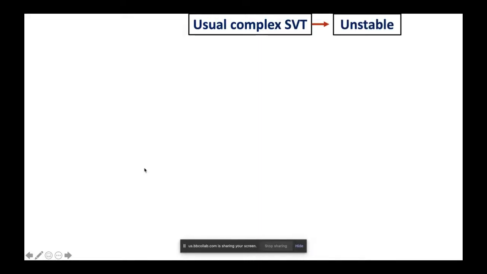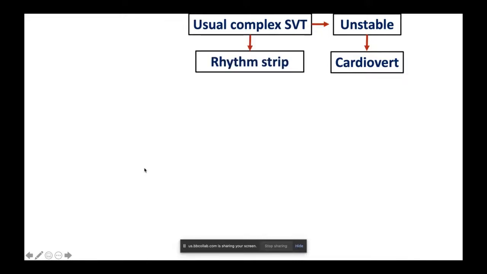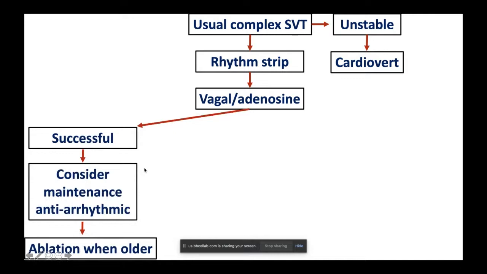Number one, if the patient is unstable, cardiovert the patient. There's no question. If the patient is stable, always try to get a rhythm strip. Gives us more data. Never wrong to try vagal maneuvers, and never wrong to try adenosine, other than the one case I mentioned. And if the adenosine or vagal maneuvers are successful, you can consider a maintenance antiarrhythmic to keep them out of it. And of course, we're always happy to take them to the EP lab and ablate a tachycardia pathway when they are older, usually when they're greater than 15 to 20 kilograms.